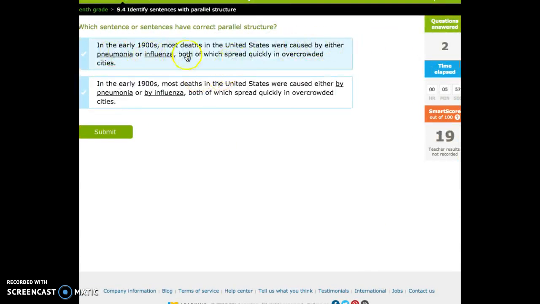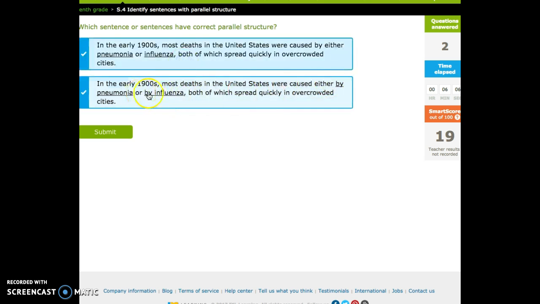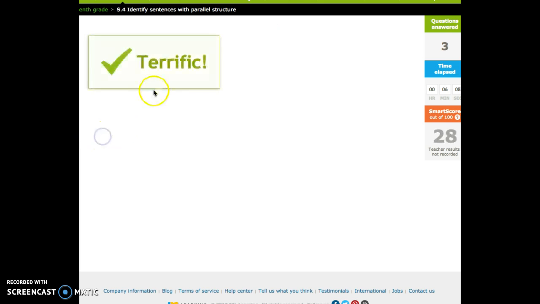Either disease or disease. Yeah, clearly that works. Either by pneumonia or by influenza. They match. As long as the thing after either and after or both match, then we're good.